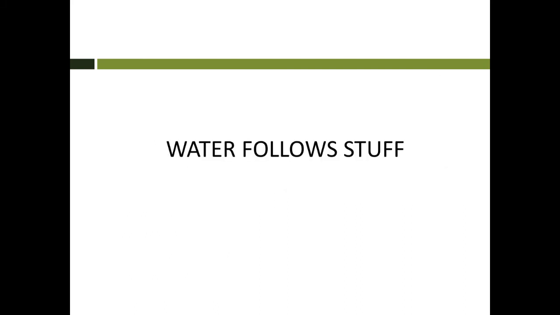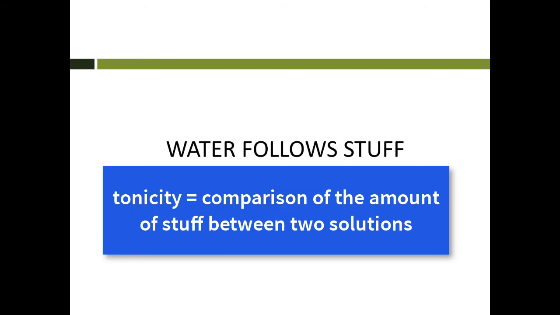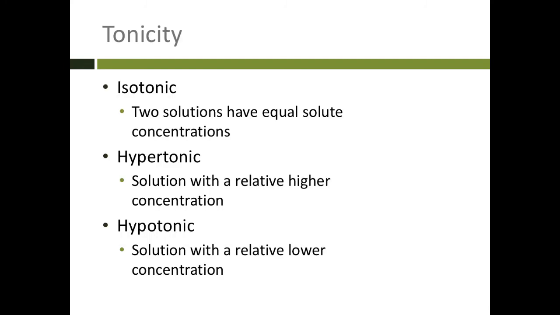The water always follows the stuff. So when you have a lot of stuff, a lot of solute, and the stuff can't go across the membrane, the water will go across the membrane. Well, how do you know where most of the stuff is? We use the tonicity of a solution to tell us where the stuff is. So the tonicity of a solution is just a comparison of 2 solutions on either side of a membrane. If the 2 solutions are isotonic, it means they have the same amount of solute on each side.